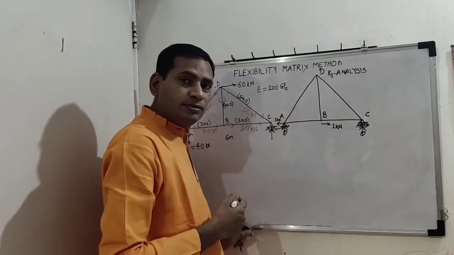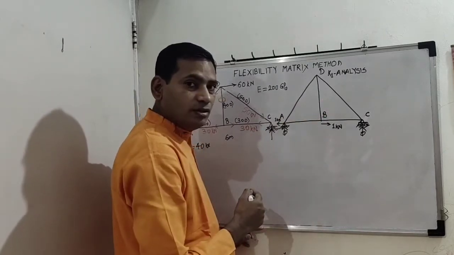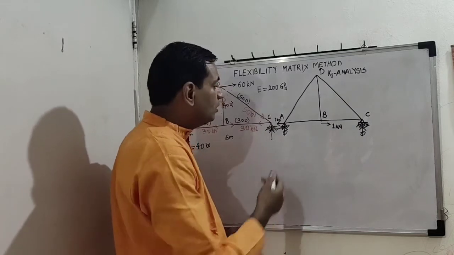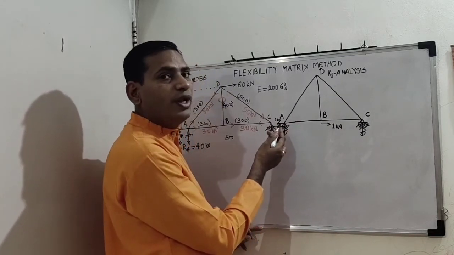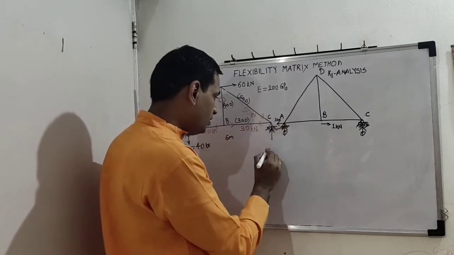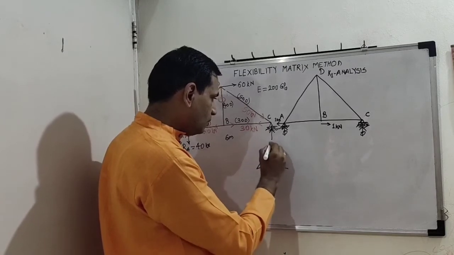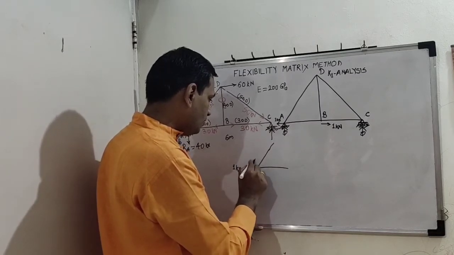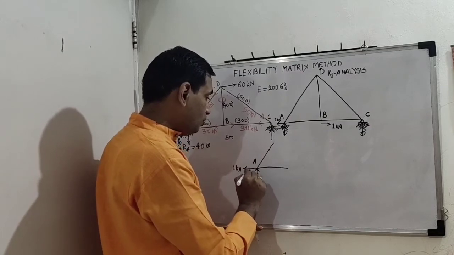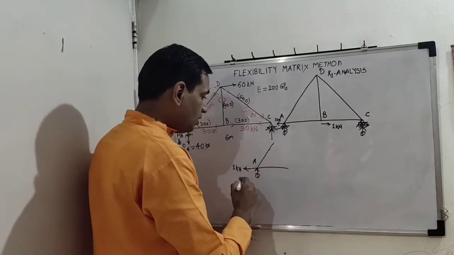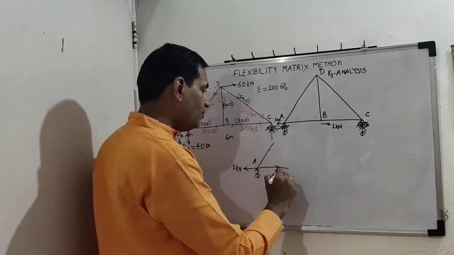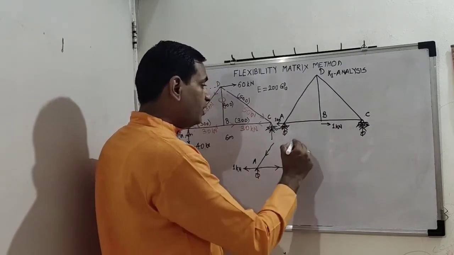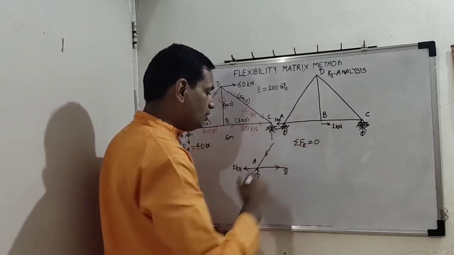Now come to member forces. We'll start with joint B, or let us say joint A or joint C, anything. For simplicity, let us start with joint A. Free body diagram of joint A. So I'll draw it here. This is 1 kN towards left and this is 0. Please remember, this is 0. I will assume force in member AB towards right, towards the joint, and now I will apply conditions one by one. Summation Fx is equal to 0.